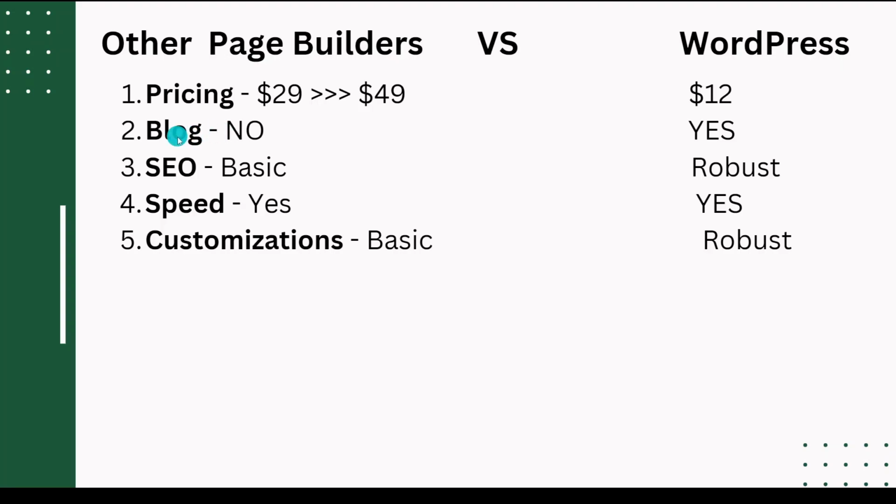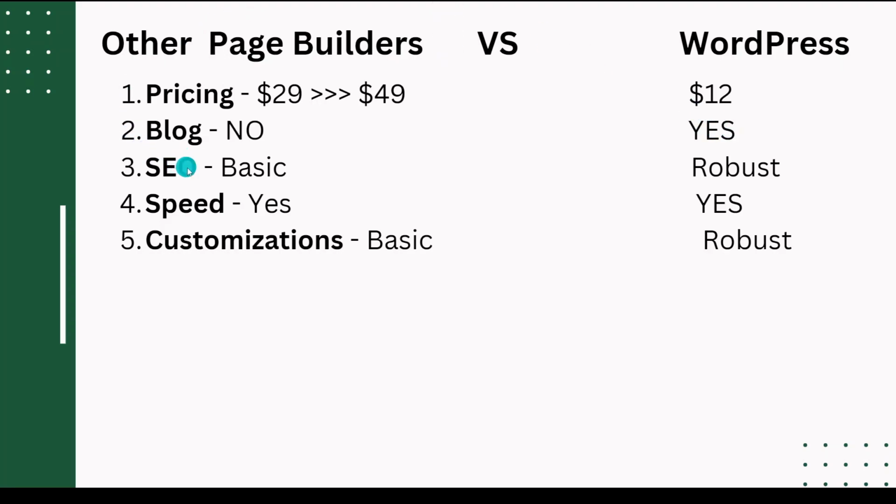Most other page builders, you're not going to get a good blog. So you're going to have to pay for another SaaS that has a blog, and most likely their reasonable plans start from anywhere around $19 to $29 per month. So that's an extra cost for you. But WordPress comes with a blog out of the box. But the question is, is the blog SEO optimized?